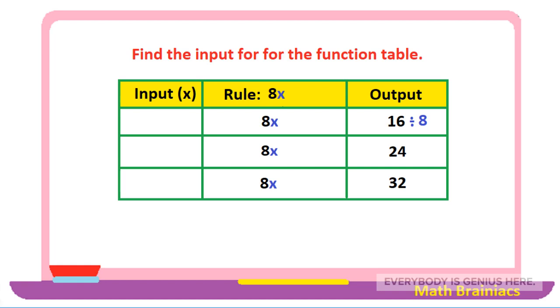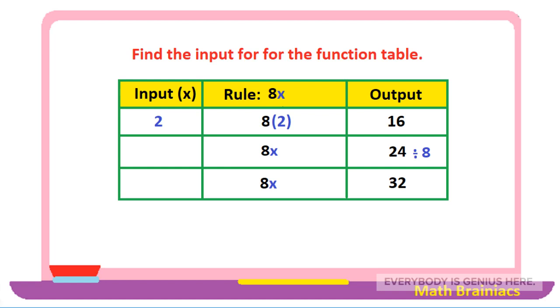We have multiplication in the rule, so we're going to apply the division property of equality. Accordingly, 16 divided by 8 will give us the value of x, which is equal to 2. So when the input is 2, the output is 16, because the rule is 8x.